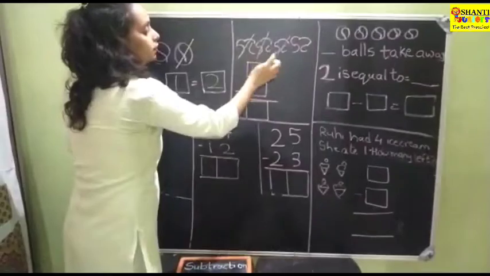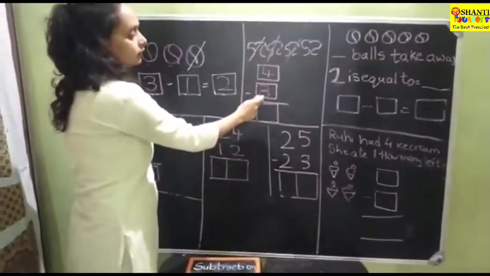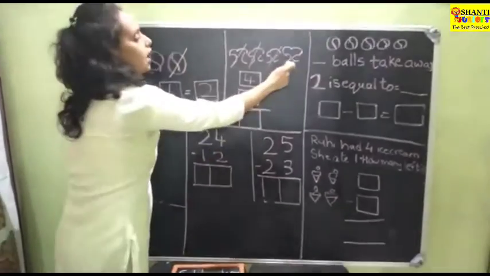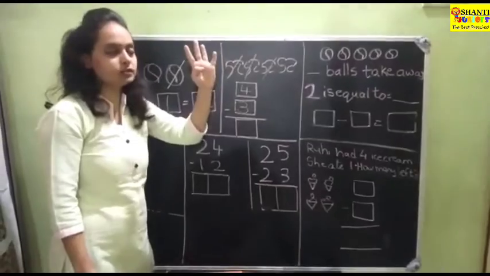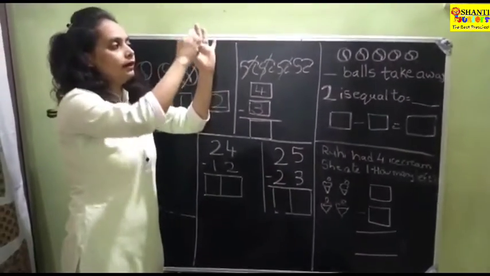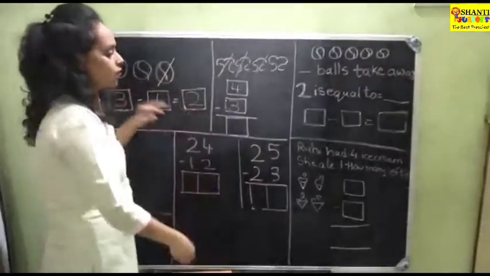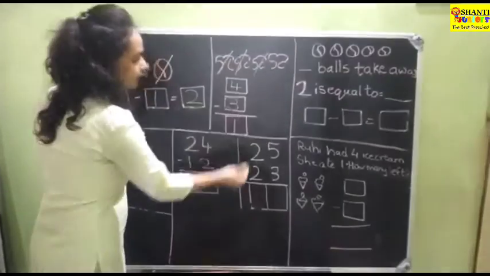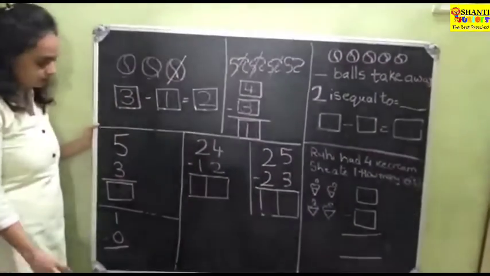Okay, so I have to remove 3 trees over there, so I have written 3 we have to remove. So how many are left? You can do it on the fingers also. 4 trees. If I remove 3, 1, 2, 3. So how many are left? 1. So I am going to write 1 over here. Okay, children? So this is called subtraction.